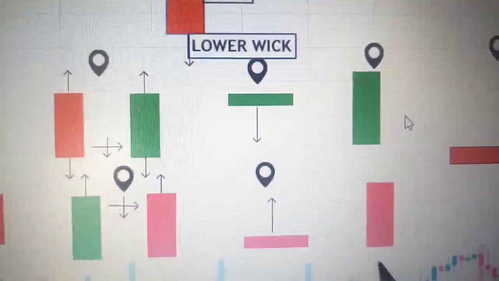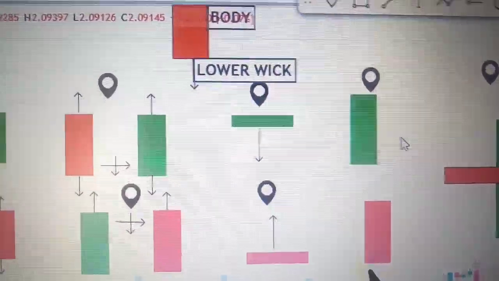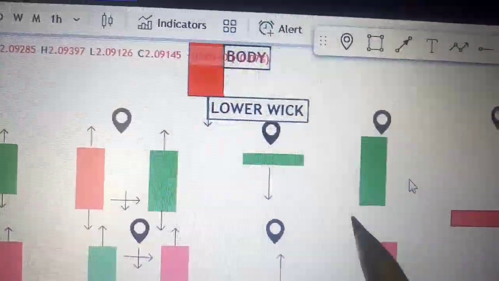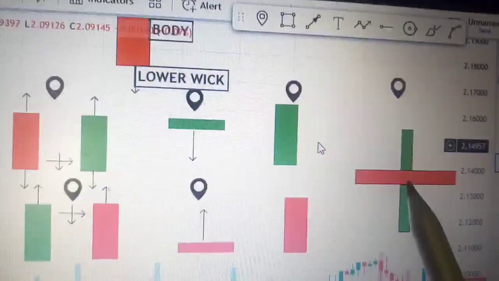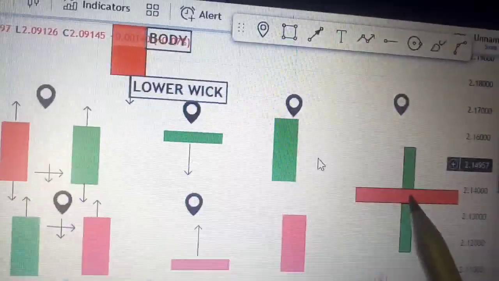And in the opposite, it can be in red color, and it says that the sellers are very much in control. So don't overestimate also this type of candlestick. Now the last one, because I don't want this video to be long, is called the Doji or the cross.